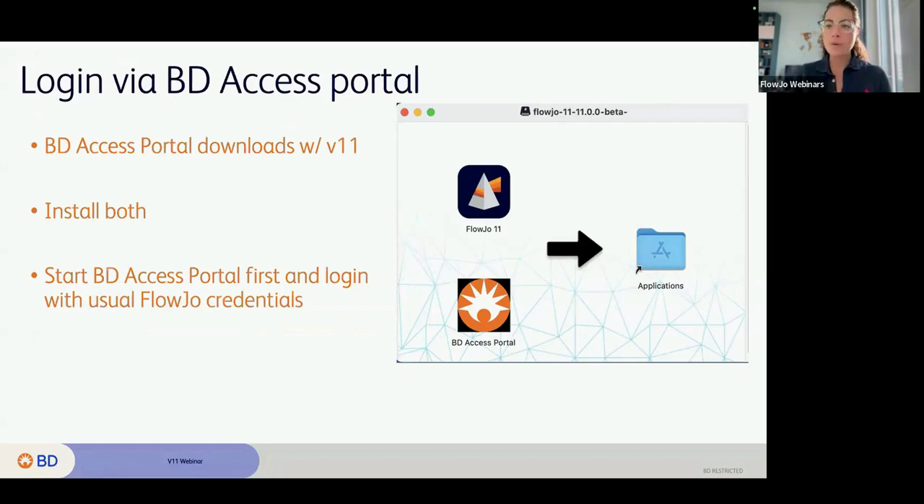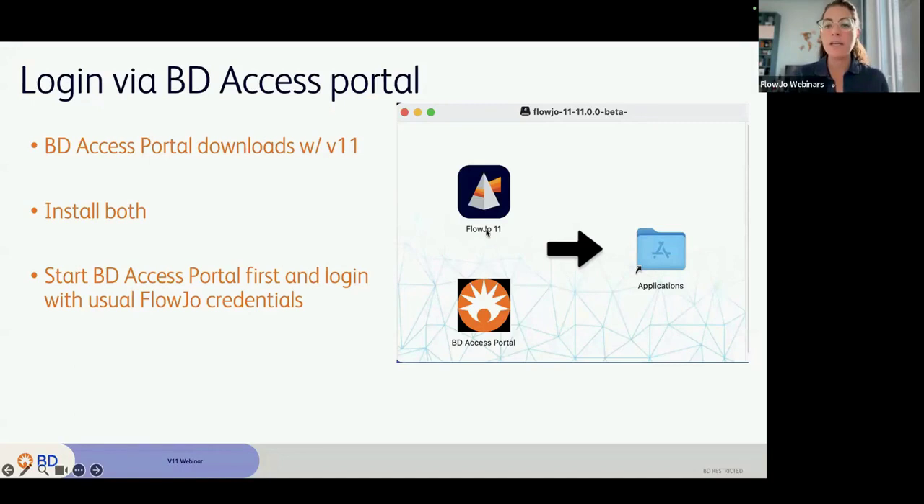So whenever you download the software, you will be downloading 2 applications this time, not only one. In the folder that you download, you will find the FlowJo application and the BD Access Portal application. So please download and install both. The download will be automatic, so you don't need to do anything. But for the installation, yes, you will need to approve the installation of both of them.